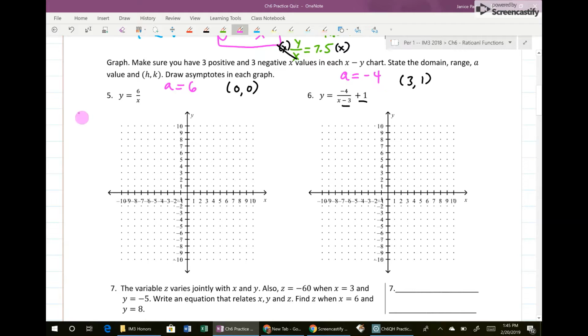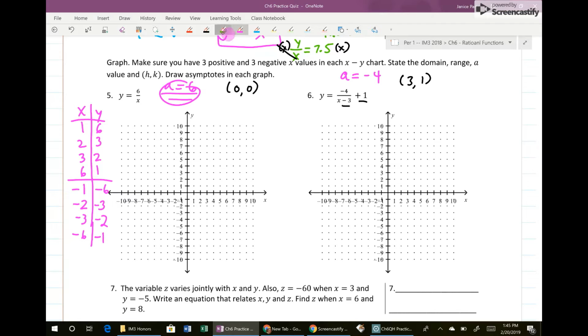So when you make your xy chart, the x times the y must equal the a value. So 1 times 6, 2 times 3, 3 times 2, and 6 times 1. Those multiply to 6. And then I'm also going to make those negative. -1 times -6, -2 times -3, -3 times -2, and -6 times -1.